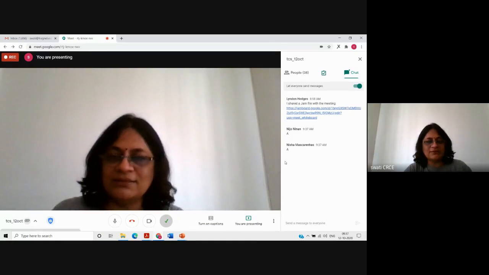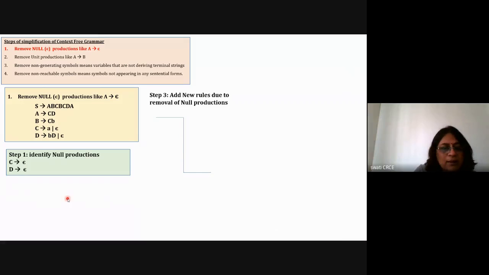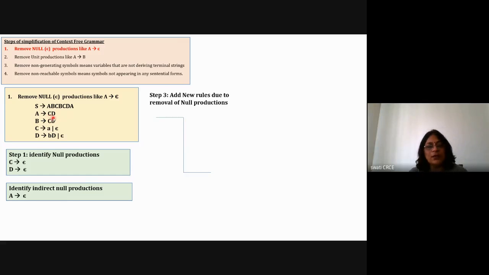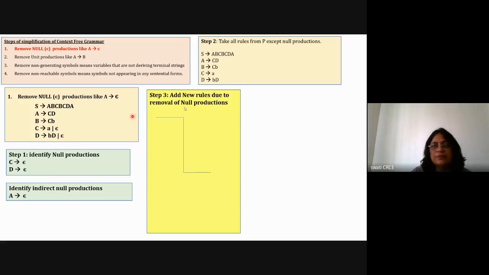Capital A is the correct answer. Capital A is also a nullable symbol, because A is equal to CD, and if both C and D are null symbols, then A also becomes null. So only A is nullable out of the three, S, A, and B. So in total I have three variables, C, D, and A, as nullable symbols.